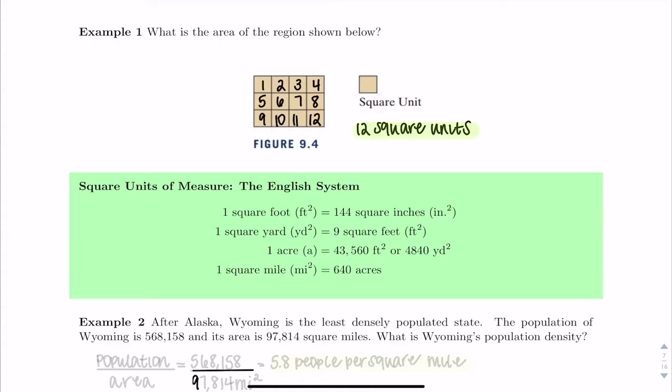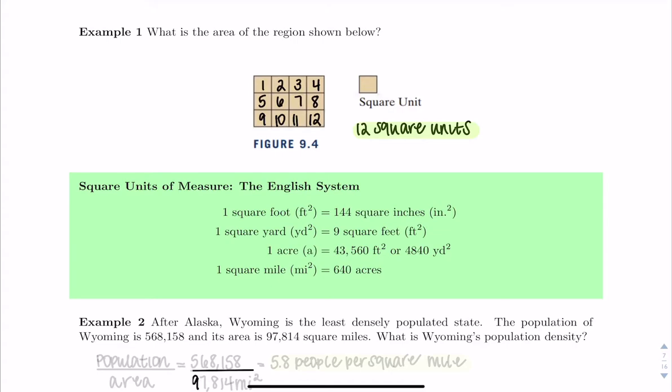In the chart below, we have the square units of measure in the English system. We have 1 square foot, which is 144 square inches. We have a square yard, which is 9 square feet. We have 1 acre, or 43,560 square feet, or 4,840 square yards. And a square mile is 640 acres.